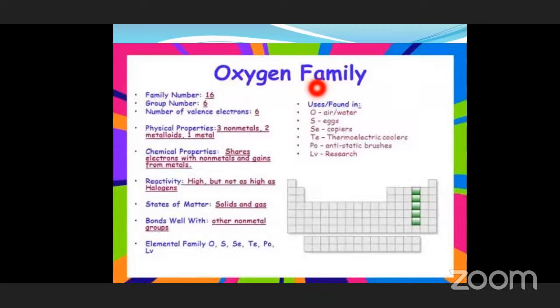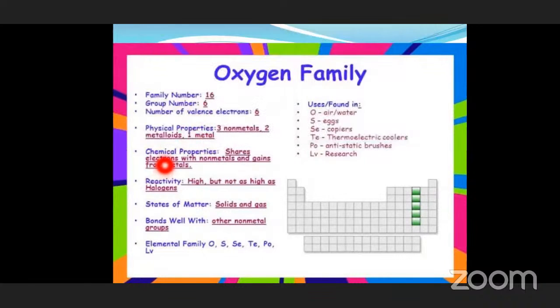Then, the oxygen family is also called, as I told you, the 16 group elements. The group number is 6. The number of valence electrons is, as I told you, 6. Why? Because the outermost electronic configuration is ns2 np4. 2 plus 4, 6. Like that. Here, physical properties: there are 3 non-metals, 2 metalloids, and 1 metal.